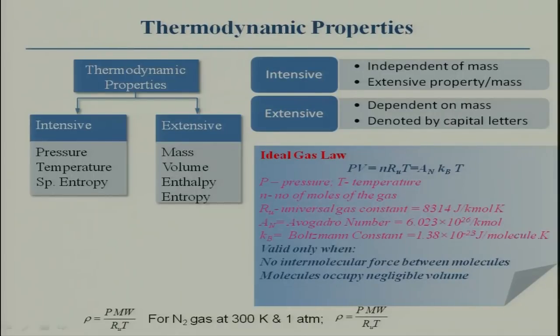Density will be basically P into molecular weight divided by RuT, and we will substitute these values. Pressure is 101325 Pascal into 28. 28 is the molecular weight of nitrogen, and the gas constant is 8314 into 300 Kelvin. If I calculate, it will be 1.14 kg per meter cube. So by this we can find out the density, and of course, we can also find out other properties if I know pressure and so on. And can we use this ideal gas law for combustion or not, that we need to ask.